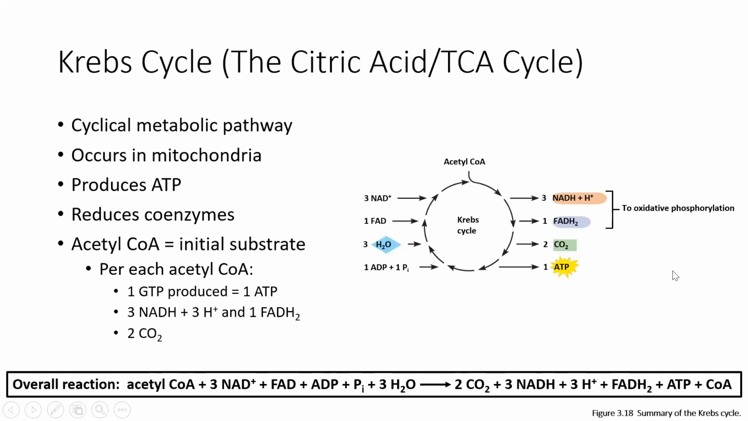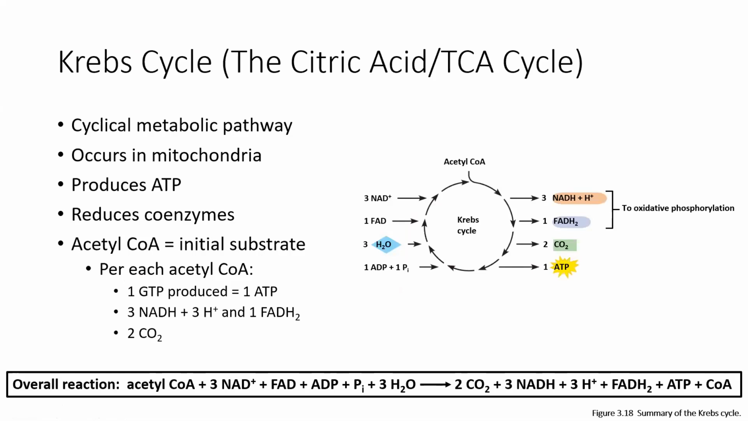So what happens to the acetyl-CoA that we made at the end of that linking step? That makes its way to take part in the Krebs cycle. The Krebs cycle I mentioned could also be called the citric acid cycle or the TCA cycle. This is a cyclical metabolic pathway. This happens within the mitochondria as well.